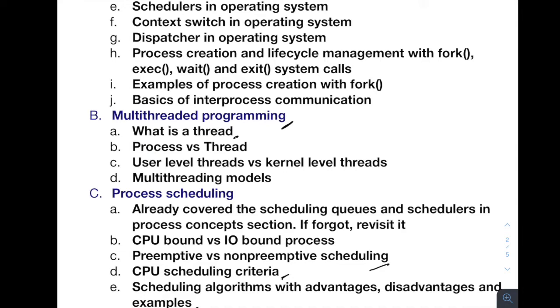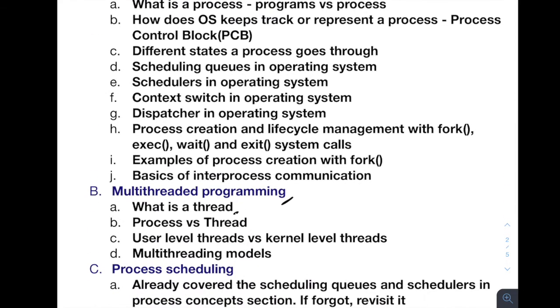You should first understand the process control block and the states of a process, because threads are similar to process. There is some difference, but they are almost similar. Both of them are very similar. That's why I told you to follow the order.